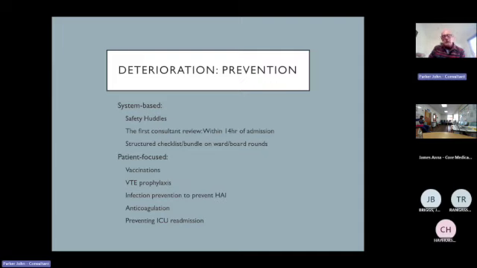Preventing ICU readmission. So obviously this is much closer to our hearts as intensivists, and one of the things that we can do to help prevent deterioration is to think about the patients that we discharge, making sure that they're discharged in the safest way possible.